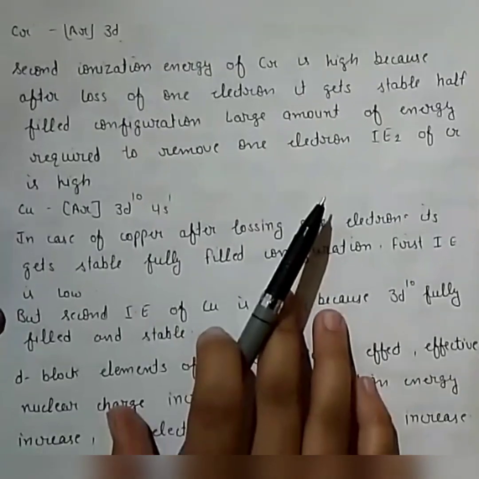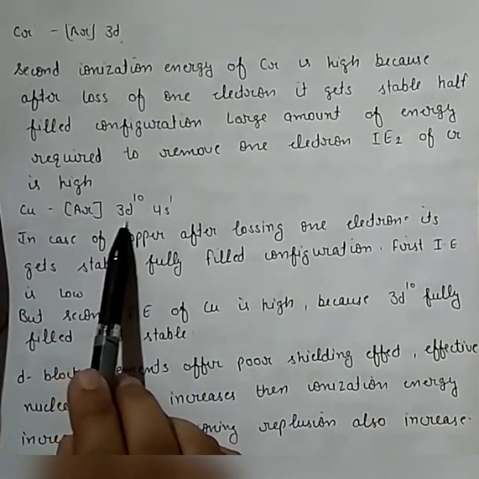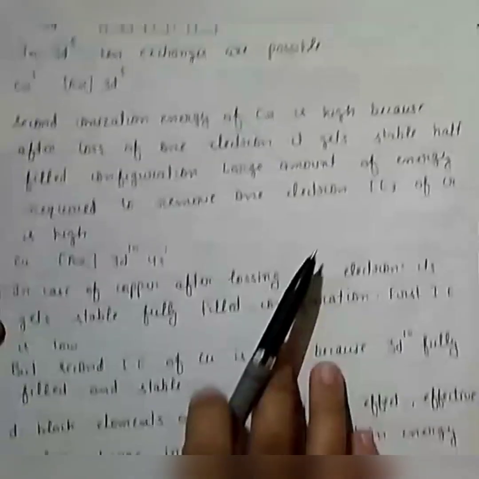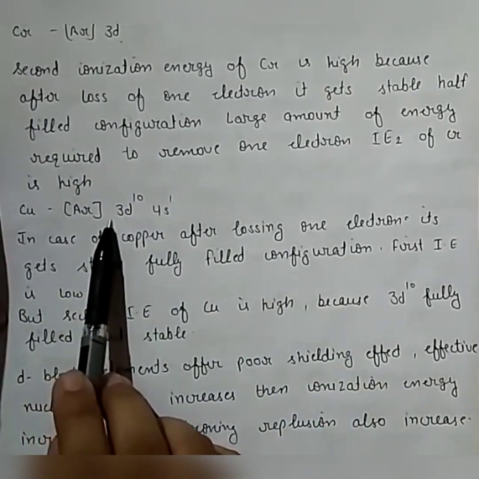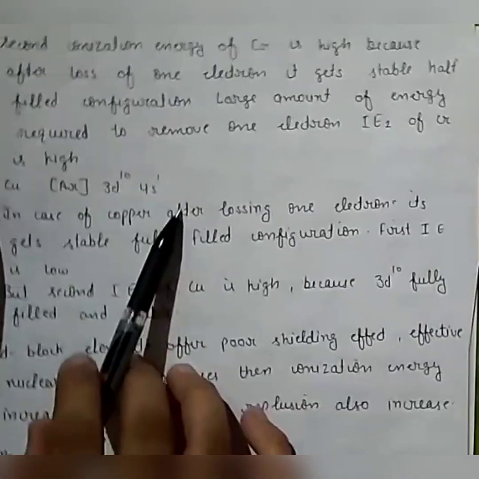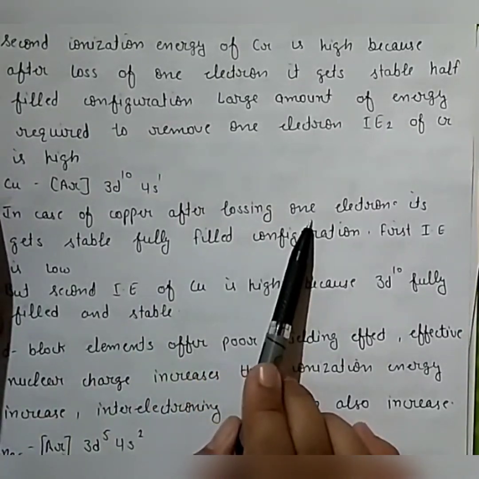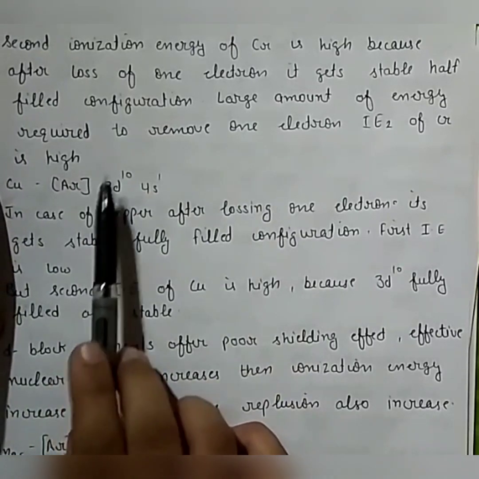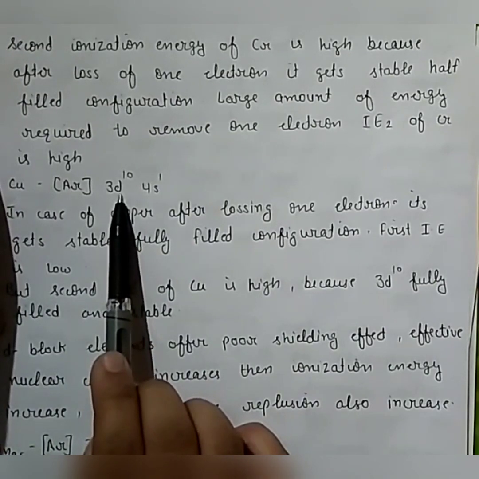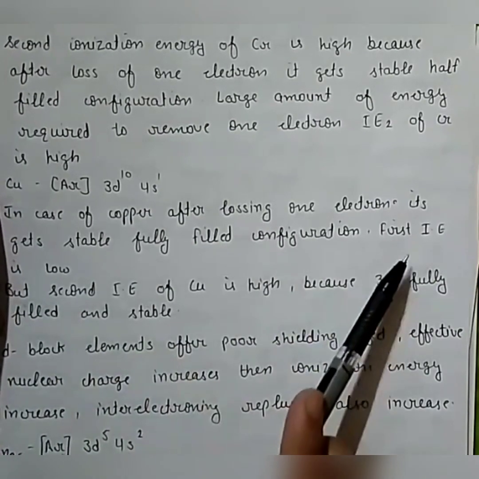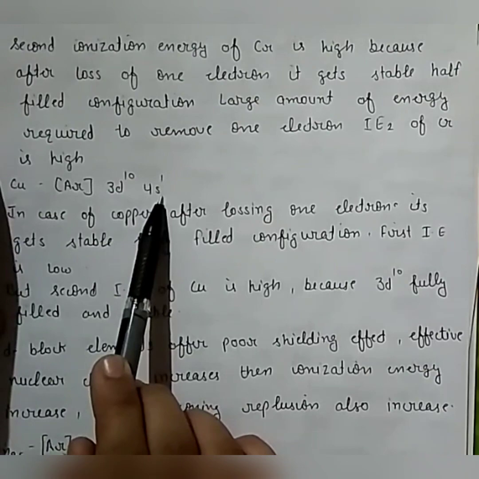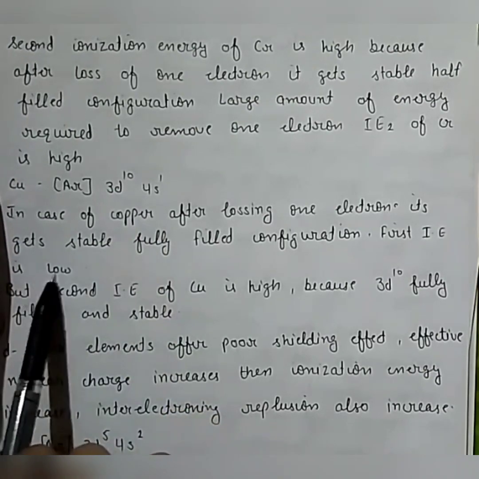Now see the case of copper. The configuration of copper is 3d10 4s1. In case of copper, after losing one electron, it gets stable. The stable configuration is 3d10. This is a stable and fully filled configuration. First ionization energy is low because less energy is needed to remove this electron. So the ionization energy is low.